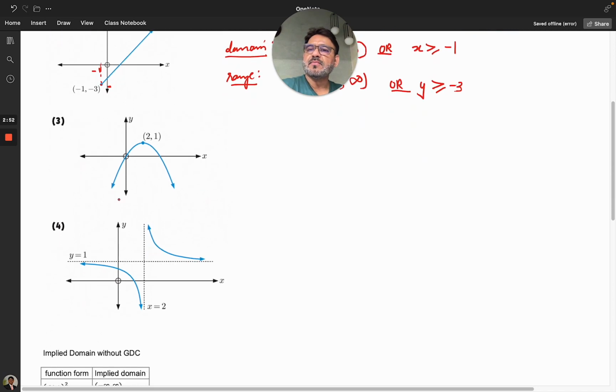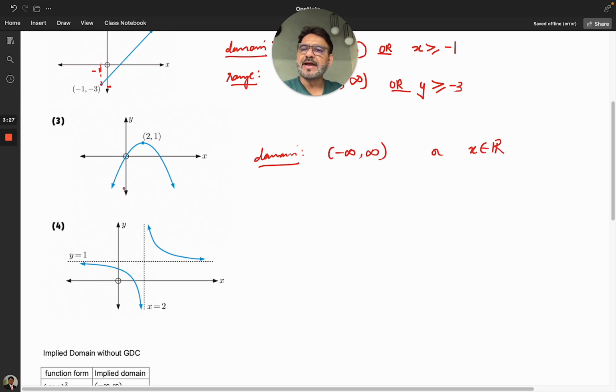Now whenever they give you a graph like this, to write a domain and range, you need to find out the local maximum or the local minimum. This is called a local maximum. So here they've given the graph. So you look at the minimum value. So leftmost value. Now look at this. This keeps on going left. This keeps on going right. So domain is from -infinity to +infinity, or you can write x belongs to set of real numbers. That's your domain. It can take any value.